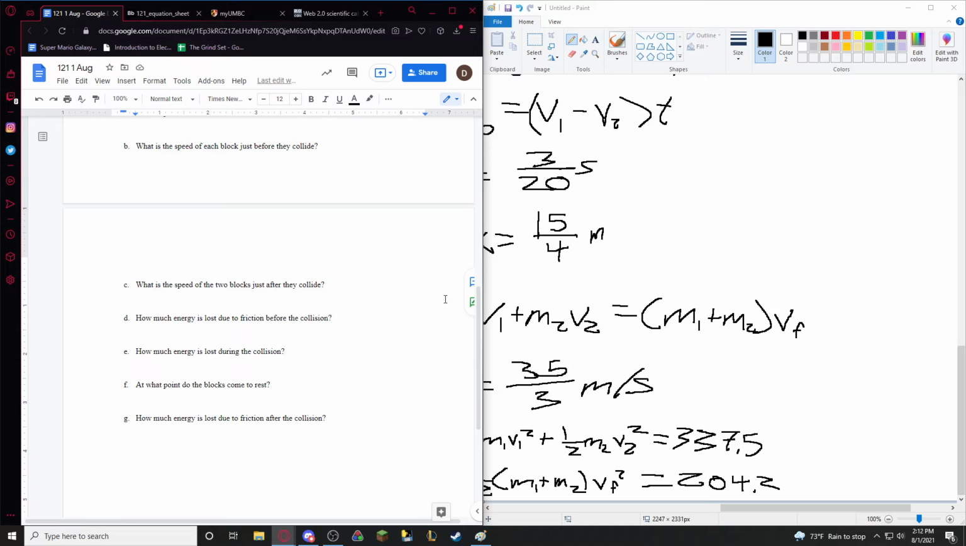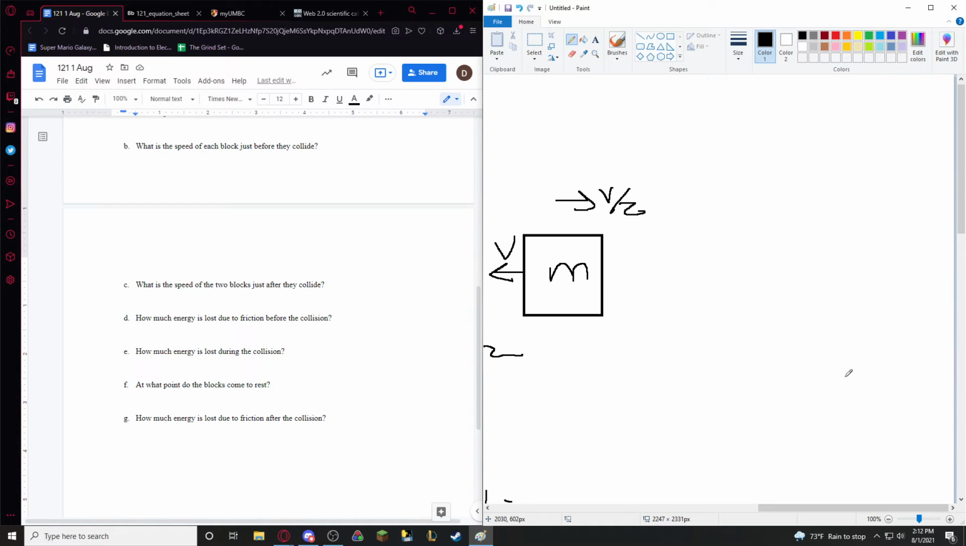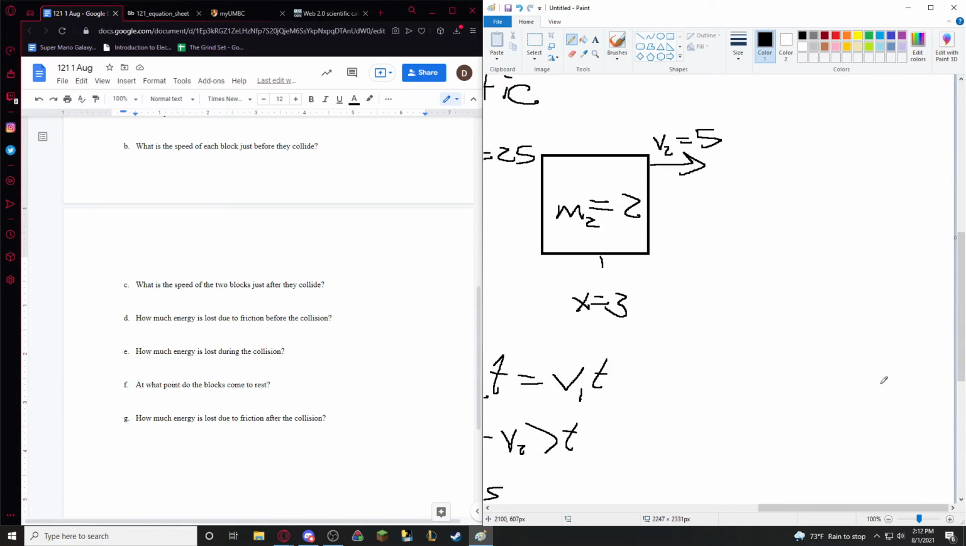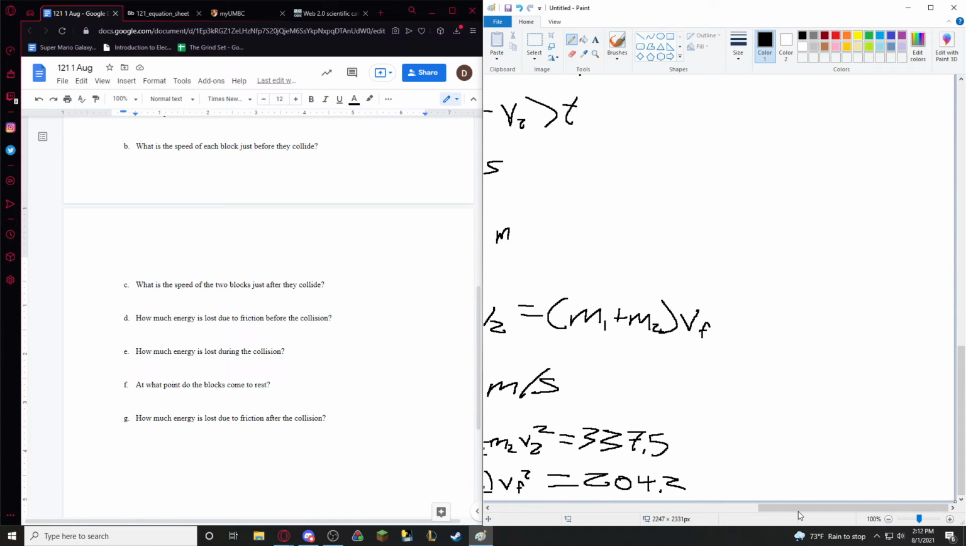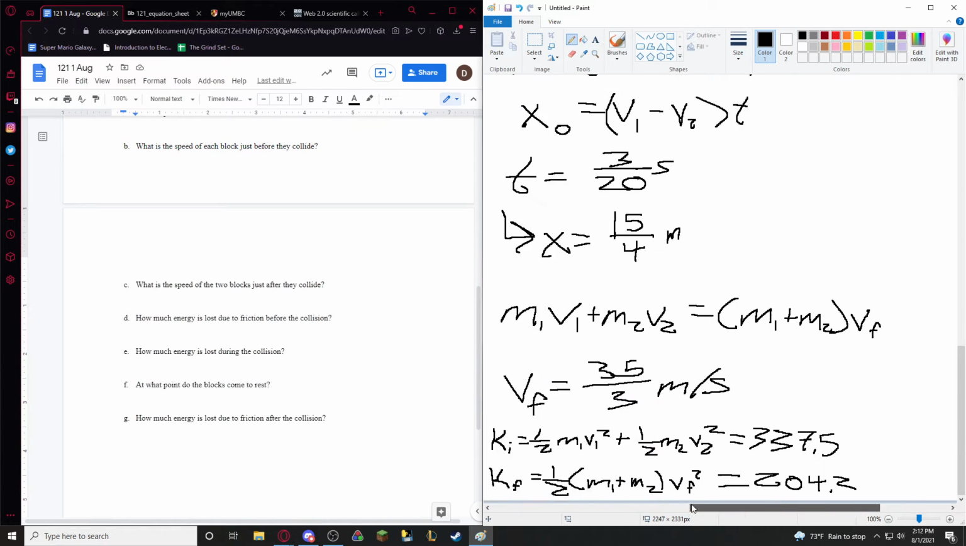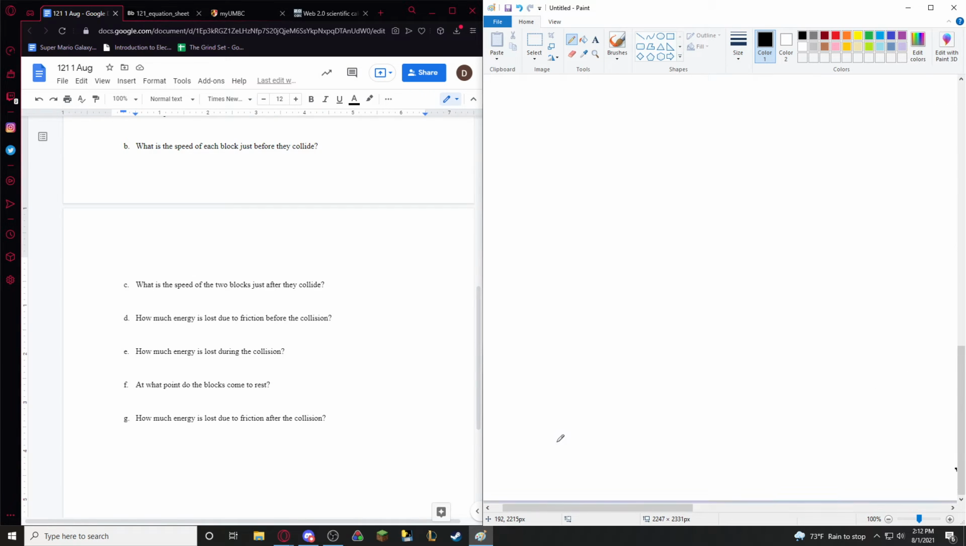How far are the blocks going to slide before coming to rest? Well, you know that the final velocity is zero. So you know that kinetic energy at the end is zero. You're looking for a distance. So hold up, I'm just going to write this down. Final velocity is 0. Initial velocity is equal to 35 over 3.